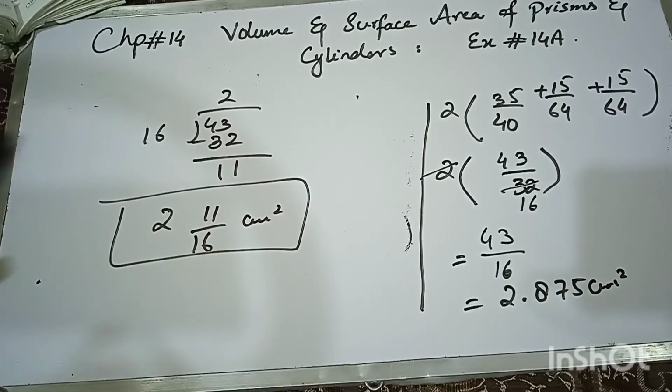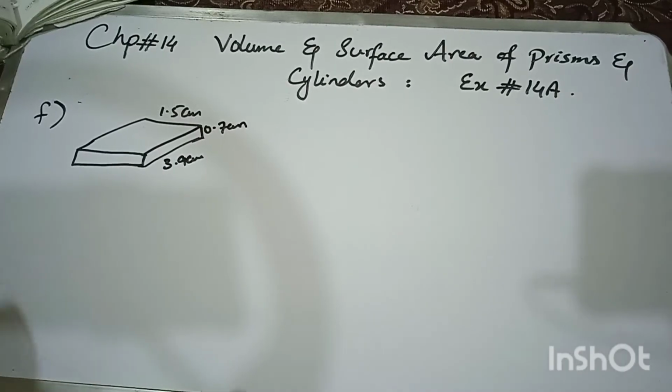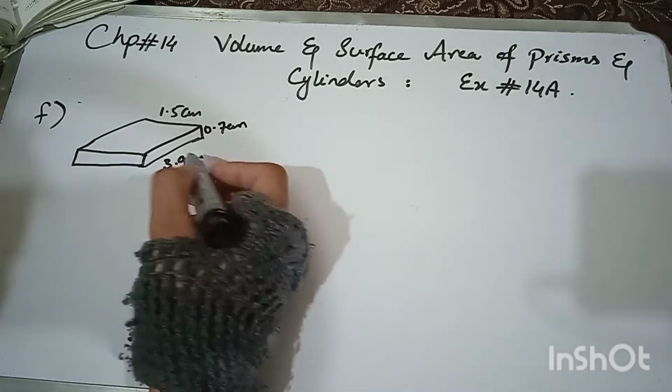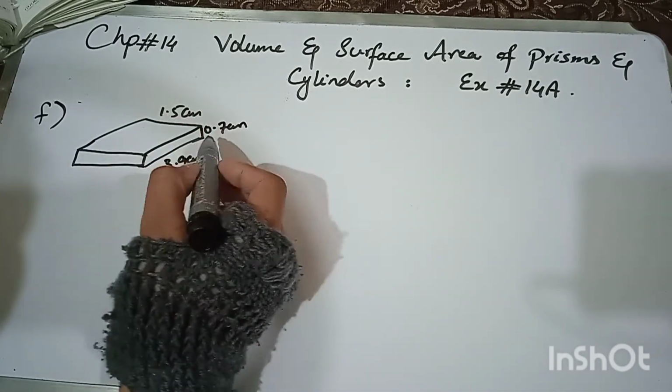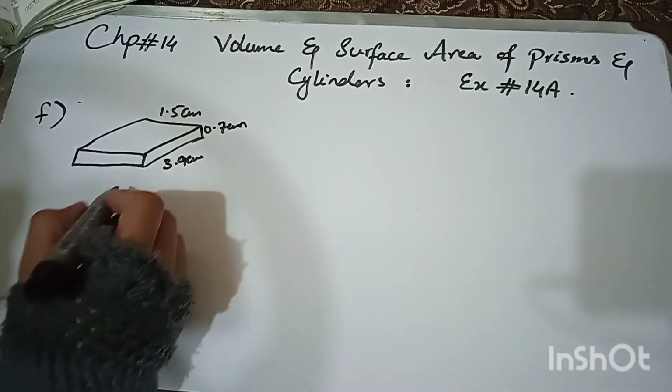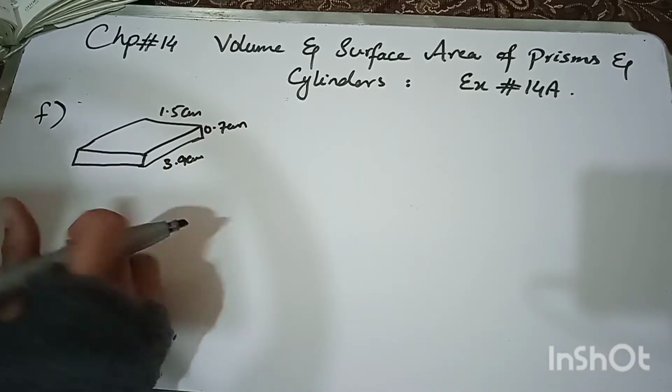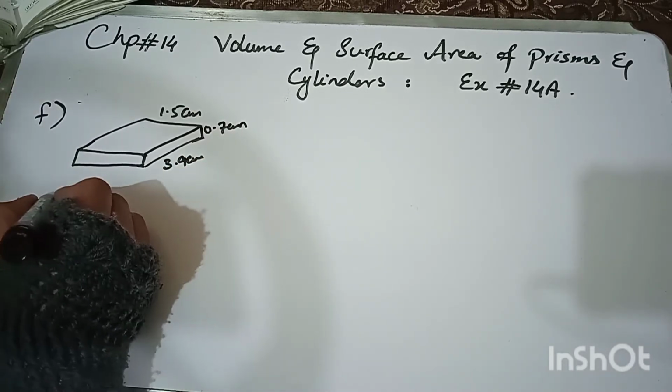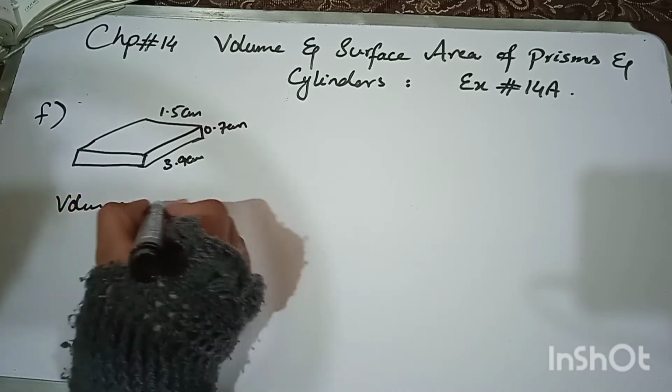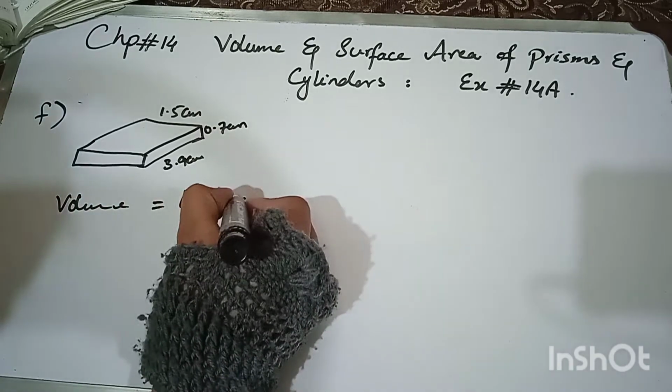नाउ वी आर मूविंग टूवर्ड्स द लास्ट पार्ट एंड दैट इज द पार्ट F. Okay, ji, now the question number part F. Again, we have the length that is 1.5 centimeter, height is 0.7 centimeter, and we have the breadth that is 3.9 centimeter. Again, we have to write down the formula that volume is equal to length into breadth into height.